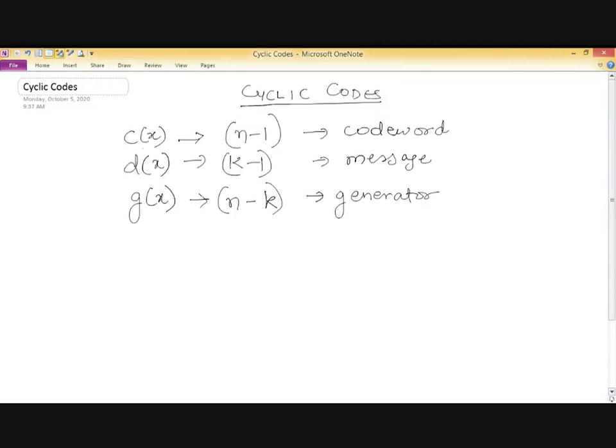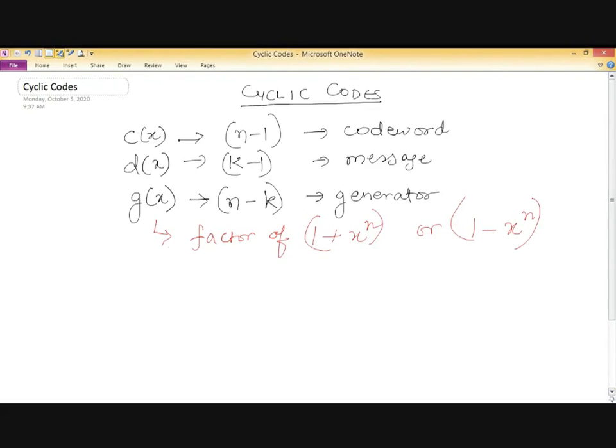When we are talking about g of x, we must state that it must satisfy two properties. The first property is that it must be a factor of 1 plus x to the power of n. Or I can say it must be a factor of 1 minus x to the power of n, because in coding we are using mod 2 addition, and in mod 2, addition and subtraction both remain the same.